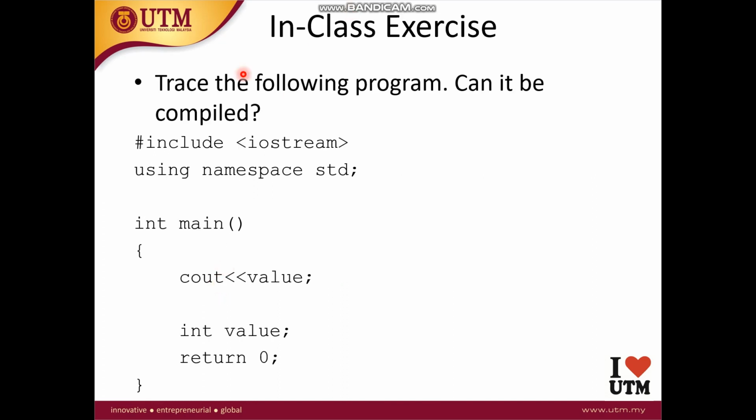And this is an exercise: can it be compiled or not? This one is alright, this one is alright, and this is the main function. Return 0 is alright. Look, we have said cout value, int value. No, we need to declare the variable value before we use it. So this cout must be after the int value. You need to declare the variable, then you can display it or use it.